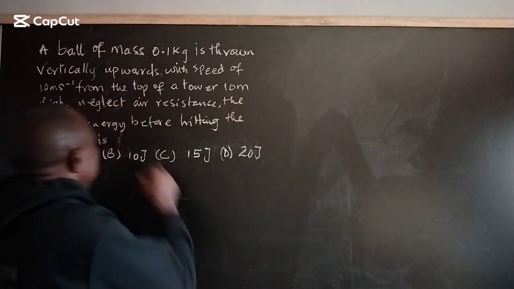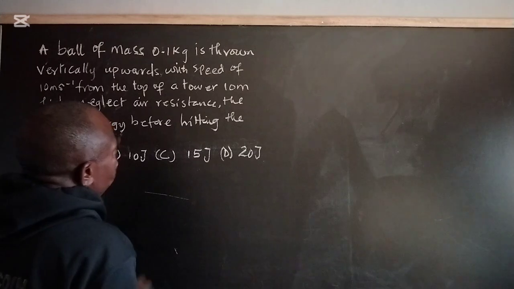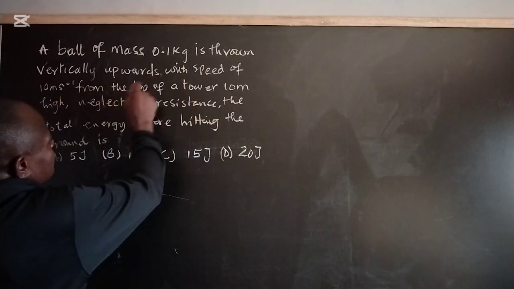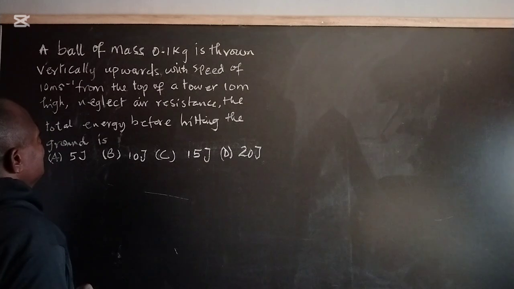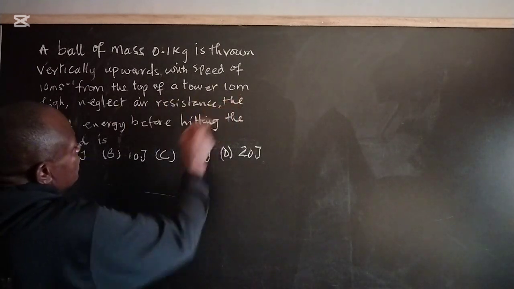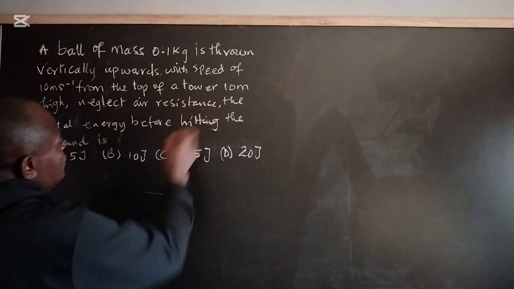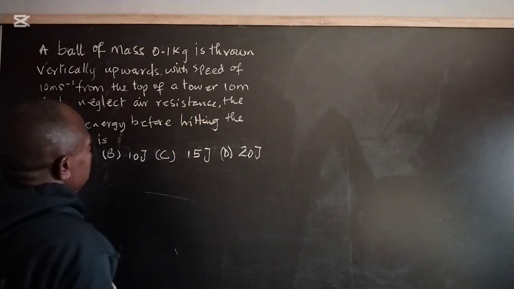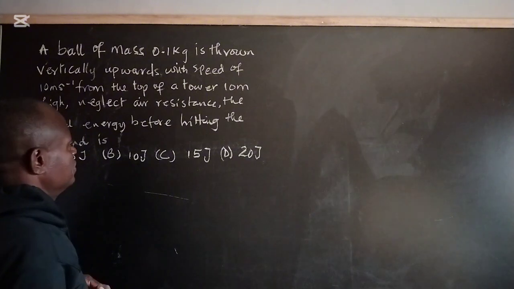The question says a ball of mass 0.1 kg is thrown vertically upwards with a speed of 10 meters per second from the top of a tower 10 meters high. Neglect air resistance. The total energy before hitting the ground is.